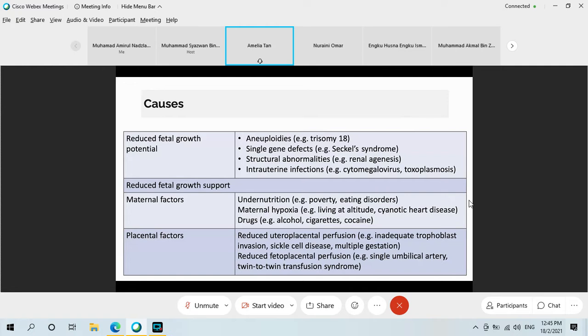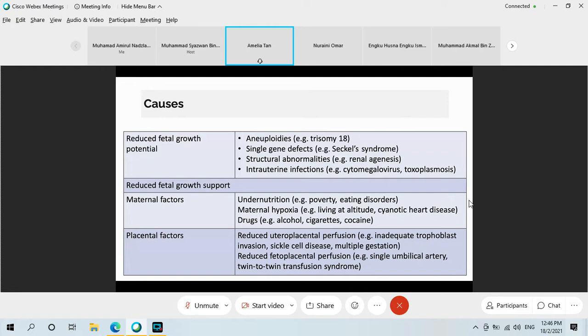And the next one is drugs. The use of drugs may also be one of the causes of fetal growth restriction. For example, smoking. As mentioned by Nurain just now, smoking will increase the carboxyhemoglobin in the maternal circulation, and it will reduce the oxygen carried by the red blood cells, and thus the oxygen supply to the fetus will be less. Other drugs or alcohol will also lead to fetal growth restriction by several mechanisms. For example, they will affect the fetal enzyme system, they will affect the placental blood flow, and so on.